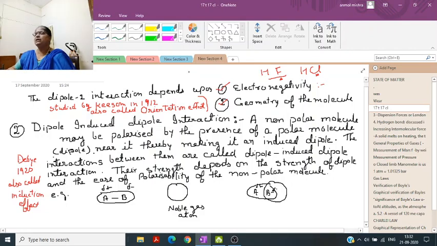We have studied ammonia. Its structure is pyramidal, so there will be a repulsion between bond pair and lone pair, so that will also result in the dipole-dipole interaction.